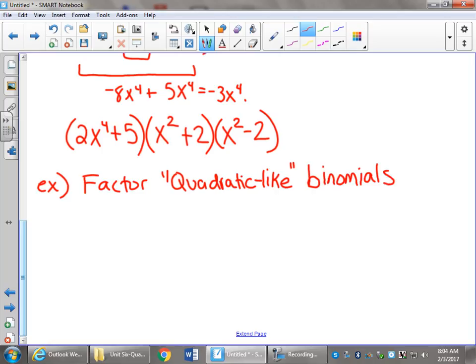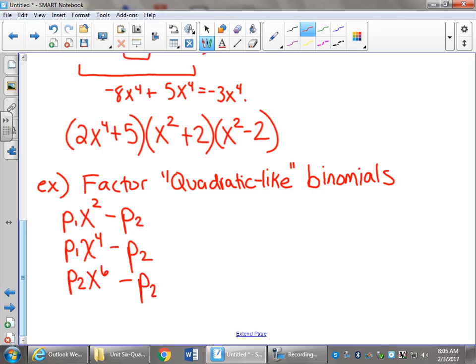So these fall into the difference of perfect squares, or two squares, category. When you did quadratics, you had a perfect square, x squared, minus another perfect square. I'm using p to represent a perfect square term. If I continue, I could have a perfect square x to the fourth minus a perfect square, or a perfect square x to the sixth minus a perfect square, etc.